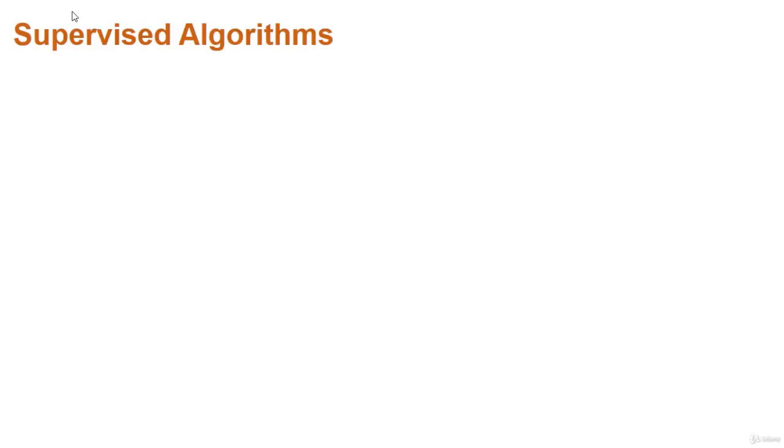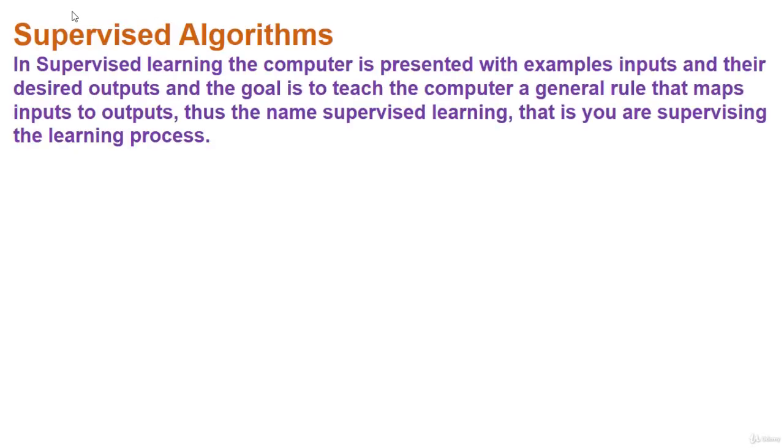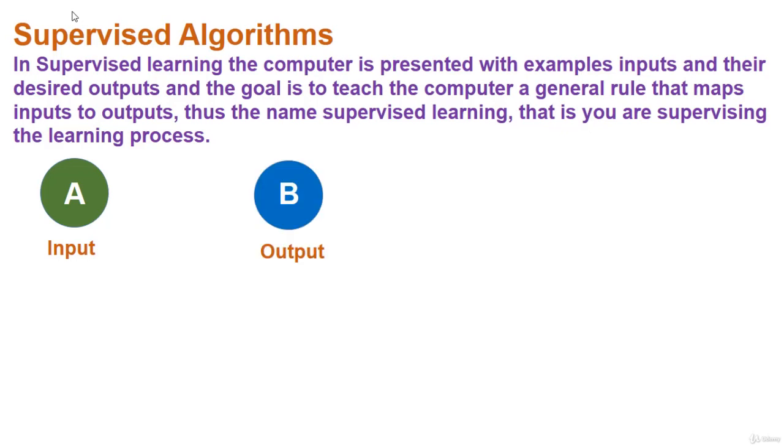So let us define what supervised algorithms are. In supervised algorithms, the computer is presented with example inputs and their desired outputs. The goal here is to teach the computer a general rule that maps the input to the output. Thus the name supervised learning. In this case, you are supervising the learning process of this algorithm. That is, you have an input and a desired output, but you don't know the general formula that maps the input to the output.